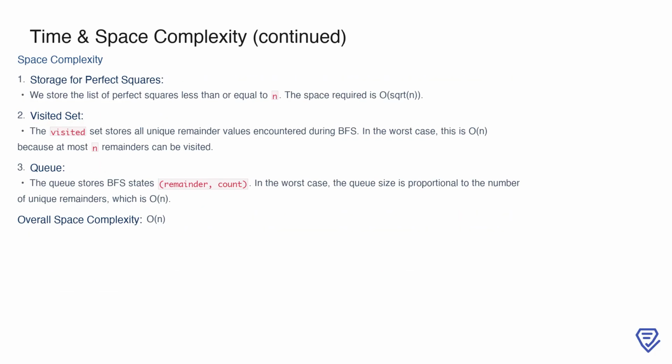Now let's analyze the space complexity of this algorithm. First, we need to store the list of perfect squares less than or equal to n, which requires O(sqrt n) space. Then, there's the visited set, which keeps track of all the unique remainders encountered during the BFS traversal. In the worst case, this set may grow to contain all numbers from 0 to n, so it uses O(n) space. Lastly, the BFS queue needs to store the states, which include the current remainder and the count of squares used. Since the number of unique remainders is at most n, the queue also requires O(n) space in the worst case. Combining these, the overall space complexity is O(n).